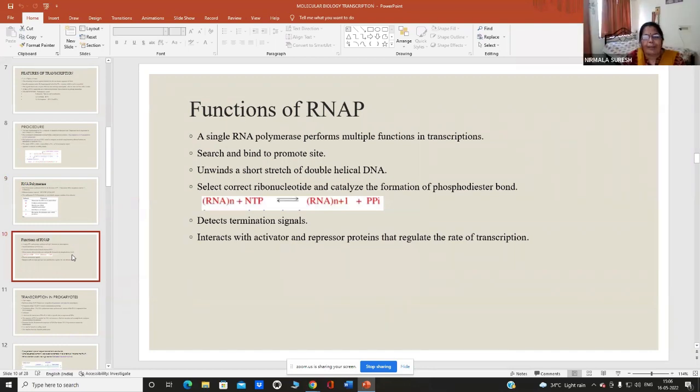A single RNA polymerase performs multiple functions in transcription, such as binding to the promoter site and unwinding a short stretch of the double helix. Unwinding is very energetically expensive. It selects the correct ribonucleotide and catalyzes the formation of the phosphodiester bond. It detects termination signals and interacts with activator and repressor proteins. So if you teach here, they will understand the lac operon better.